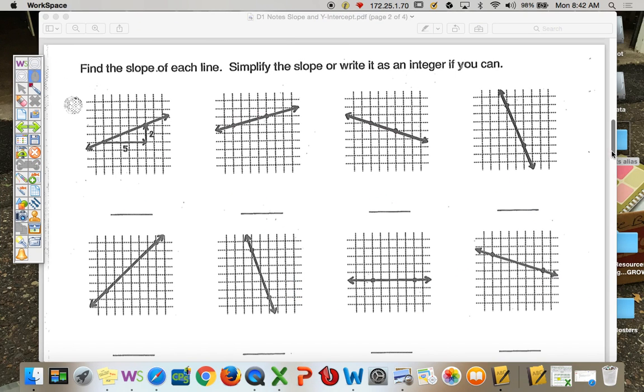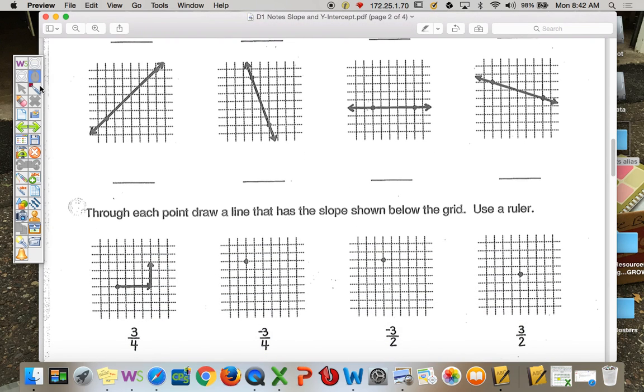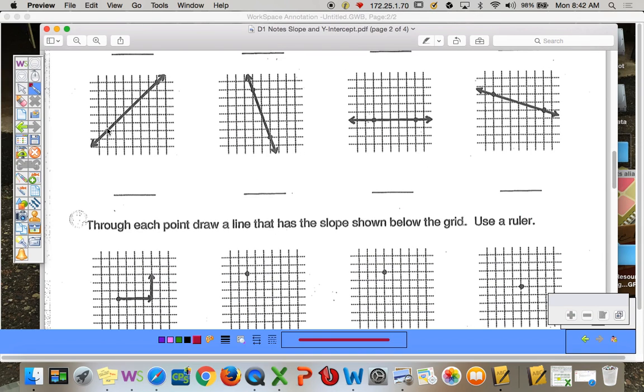Okay, let's try a few more. Again, pick any 2 points, and they've done those for you. Count rise over run. This one goes up 1, 2, 3, 4, 5, 6. Goes up 6. Then it goes over 1, 2, 3, 4, 5, 6. So it goes up 6 over 6. If we reduce that, that's the same as 1. It goes up 1 over 1, you can see from each point.